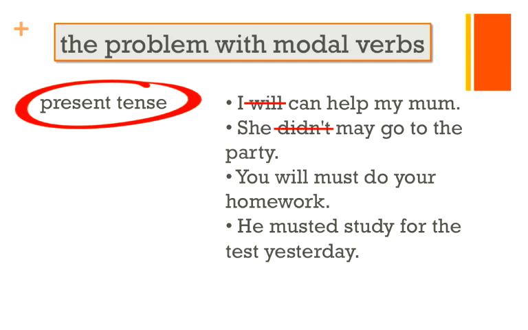The didn't goes out, and then she may go to the disco, to the party, but then it's not a sentence in the past, and it's not negative anymore. You can't say, you will must do your homework. You can say, you must do your homework, but that's not a will future. And he must did study for the test yesterday is most definitely not correct. It's he must study for the test, but then it's not past tense and it's not yesterday, of course.